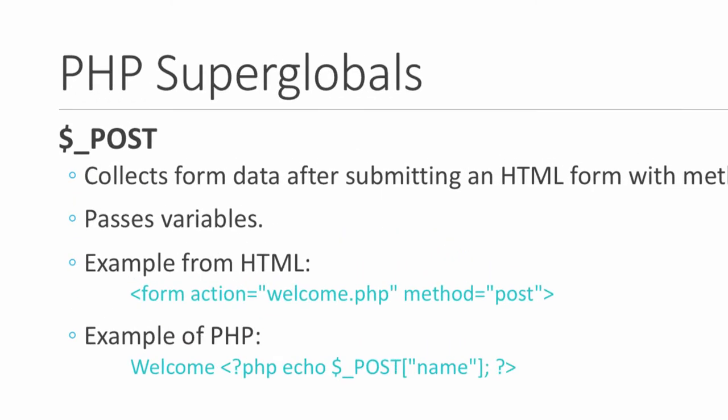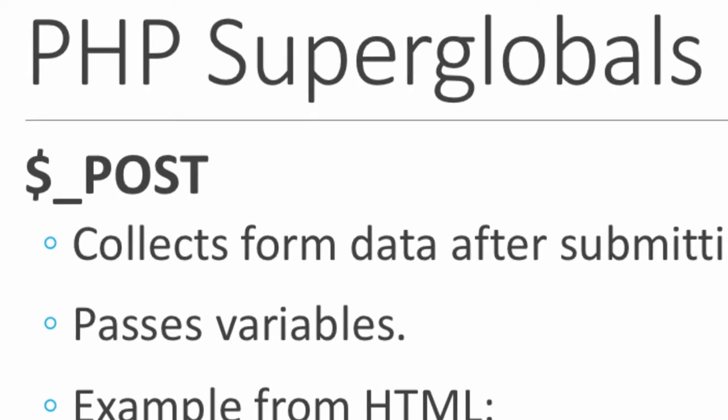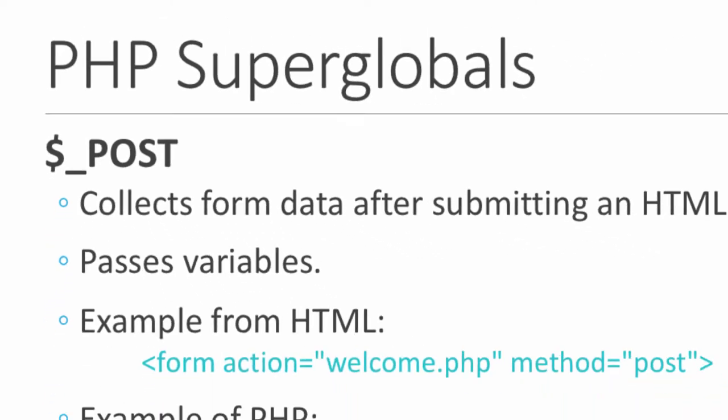A superglobal always starts with a $, and it has an underscore, and then the word that it is used is all in caps. This is how we can recognize a superglobal. And in this case, it's post.